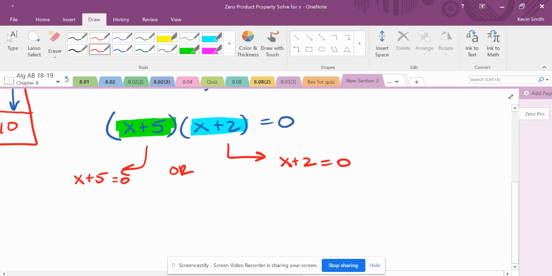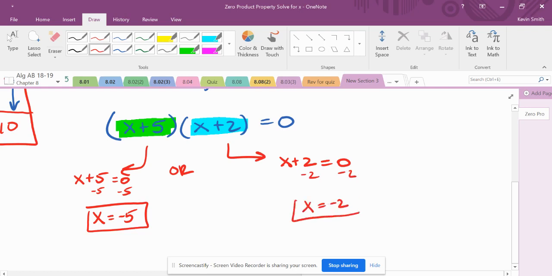And from there, it's just simple algebra to solve for x. Minus 5, x equals negative 5, and minus 2, x equals negative 2.